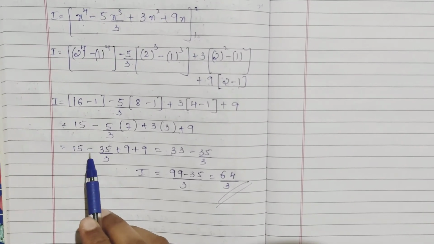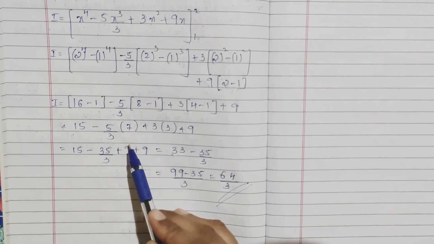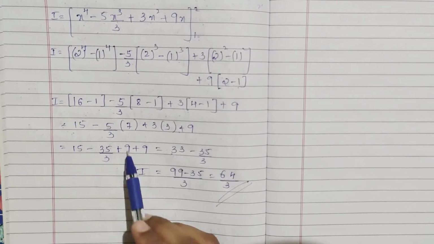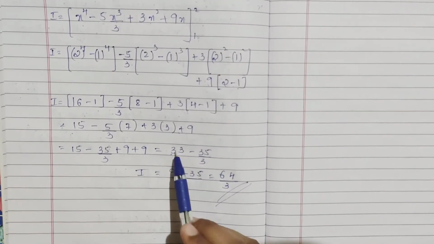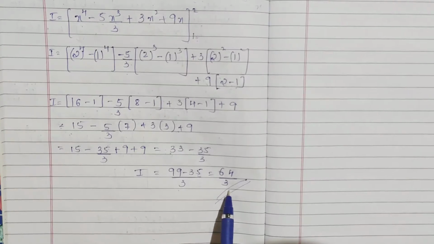See here you will get 15 minus 35 by 3 plus 9, 9. LCM you can take 3, or first add this 3 only. 9, 9, 18 plus 15 is 33 minus 35 by 3. Now you take the LCM, so you get 99 minus 35 by 3. So your final answer is 64 by 3.